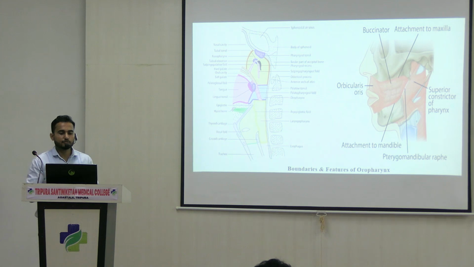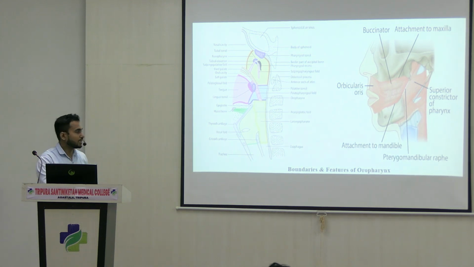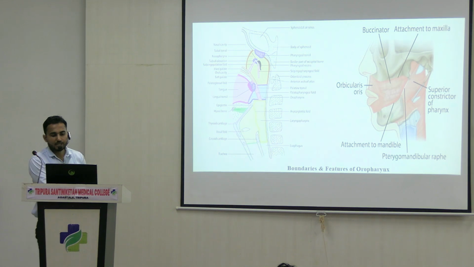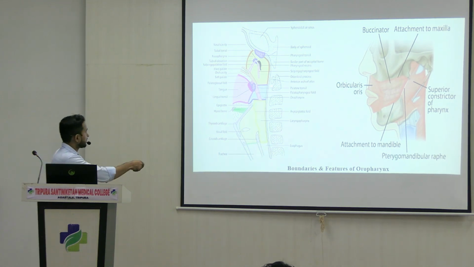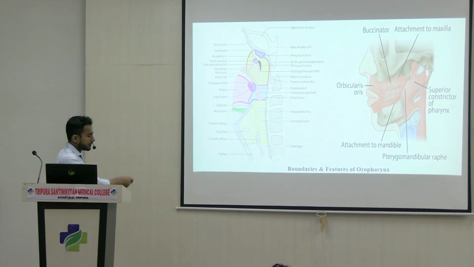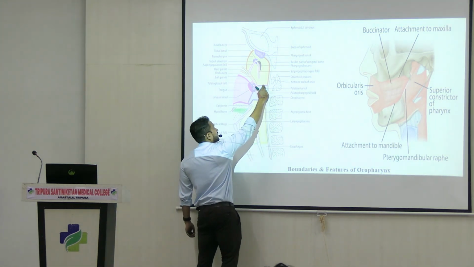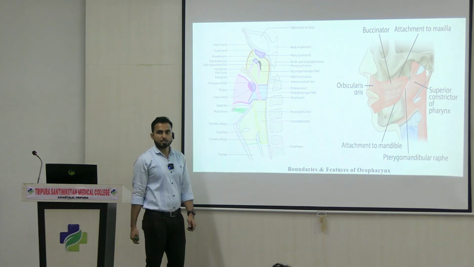Here you have to define the roof. So first of all, the roof is formed by the soft palate. Here you can see the soft palate. The under surface of the soft palate will form the roof, and along with that the pharyngeal isthmus. This is the pharyngeal isthmus. So this is the roof of the oropharynx.